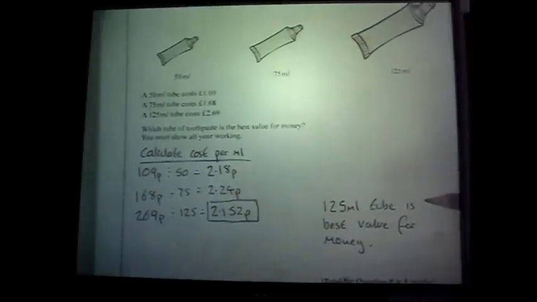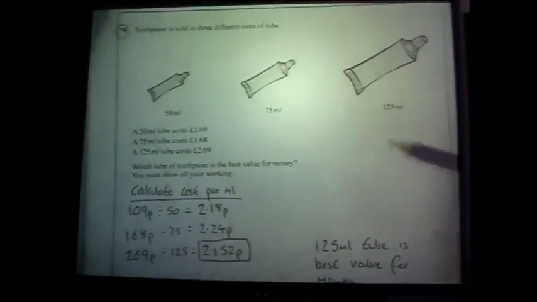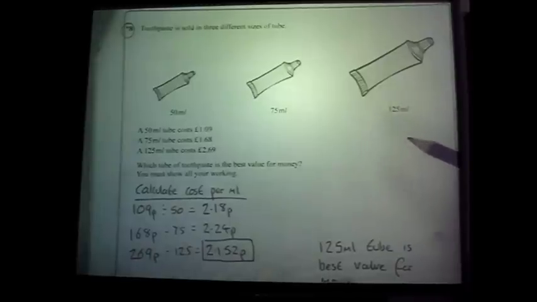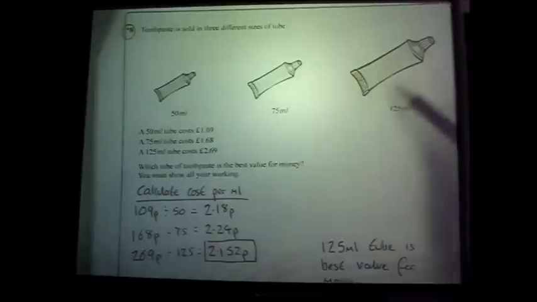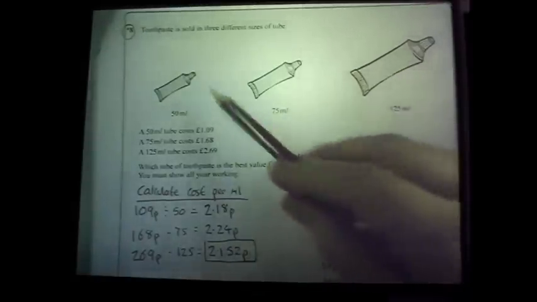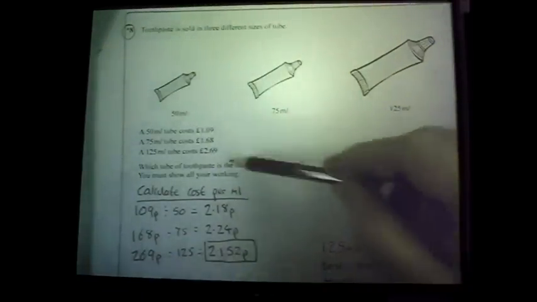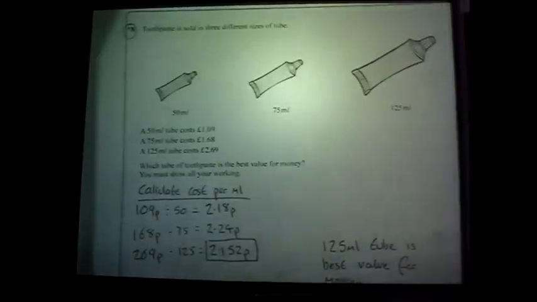There are lots of other ways of doing this. Someone in my class actually worked out what if you wanted to buy 750 millilitres of toothpaste. So I think you'd have to times that one by 6, this one by 10, and that one by 15. Obviously do the same to the price, and you can work it out from there as well. Question number 9.